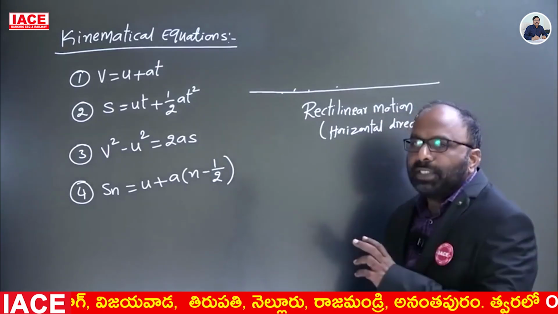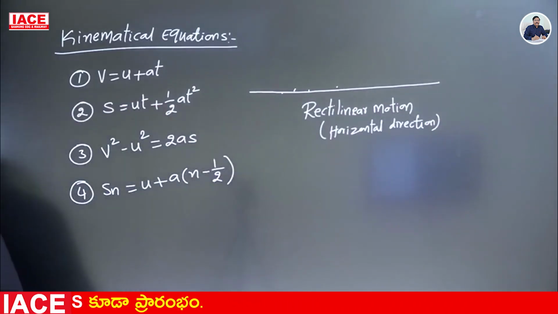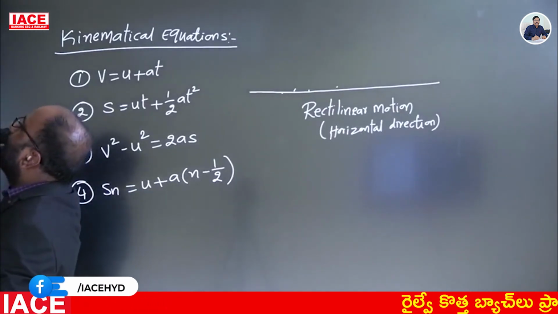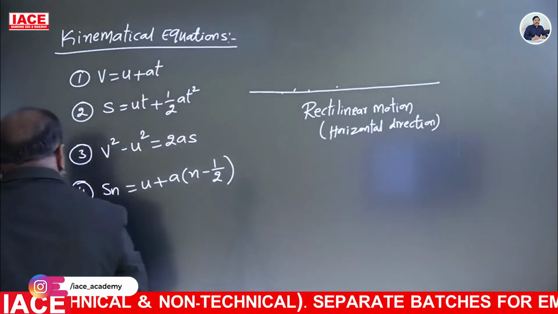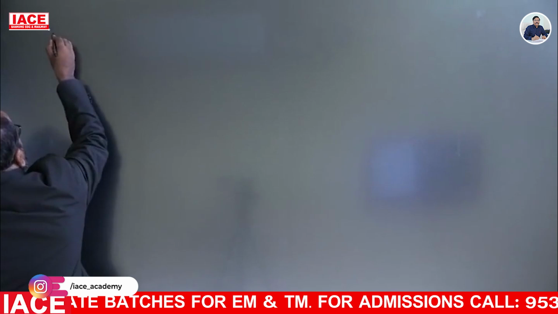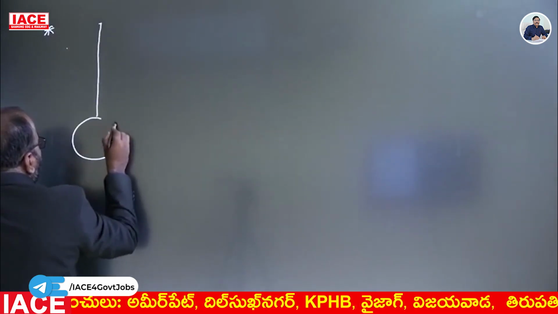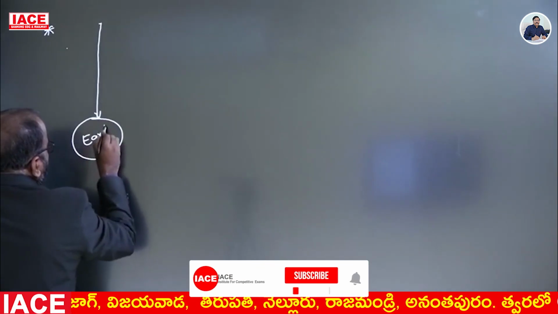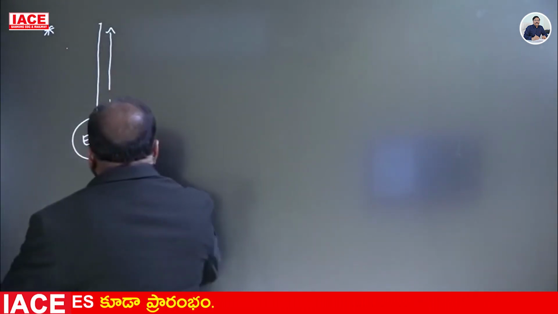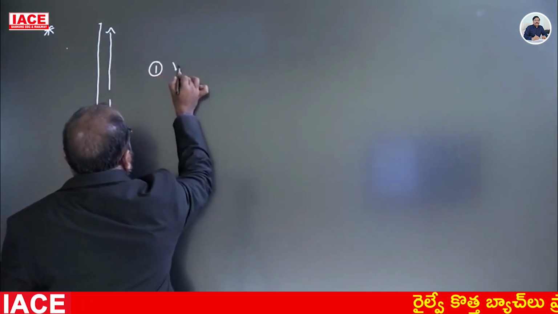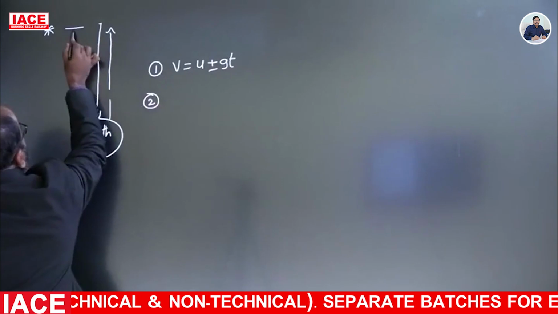Sometimes the same kinematical equations are applied to objects which are influenced by gravitational forces. Let us see them. If an object is either moving towards the earth or away from the earth, right, in this case we will write some kinematical equations. They are V is equal to U plus or minus GT. Second one, here we will discuss the displacement.